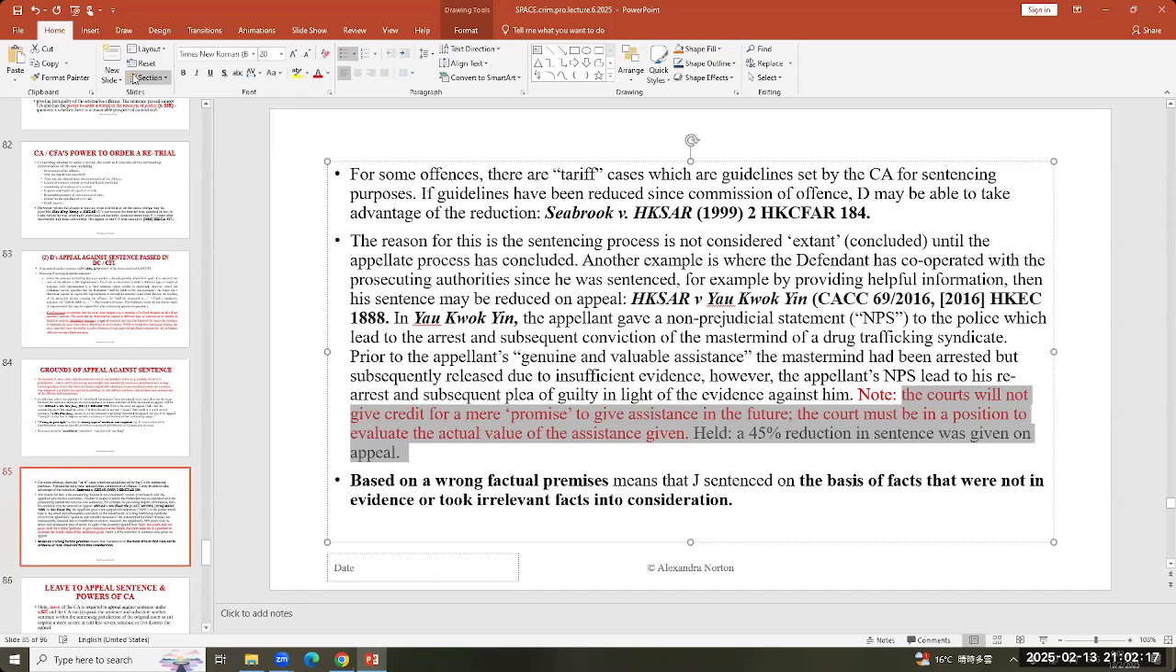But where the court is aware that the defendant is intending to give assistance, because they won't reduce based on a promise to give assistance in the future in case he doesn't, what they usually do is adjourn sentencing, because they want to avoid the situation where he's sentenced, then he gives the assistance, then he has to appeal, then they have to go back and undo what was done. So it's better to just adjourn the sentencing until he's given that assistance, and then everything can be dealt with at the same time.